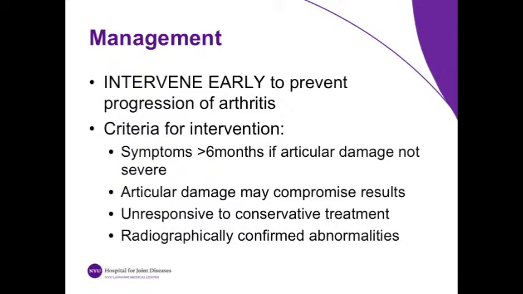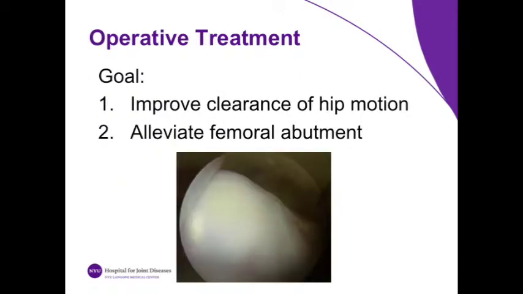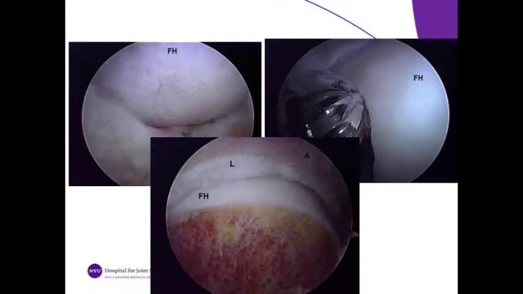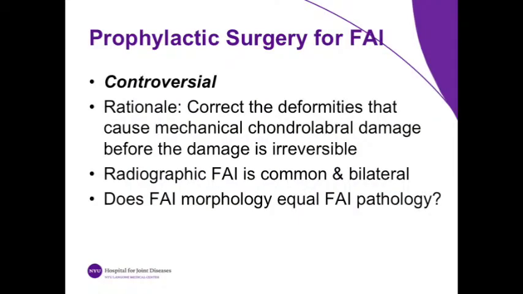Symptoms greater than 6 months, if articular cartilage is not severely damaged, lead to surgical intervention. The goals for surgery are to improve clearance of the hip motion and to alleviate the femoral abutment. This is an example of CAM resection. The femoral head has no offset. A burr is used to create offset between the femoral head and the femoral neck.